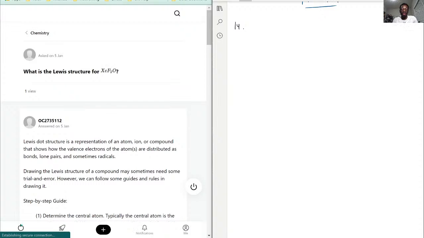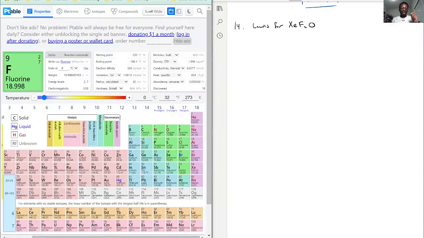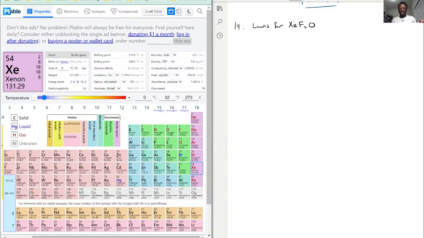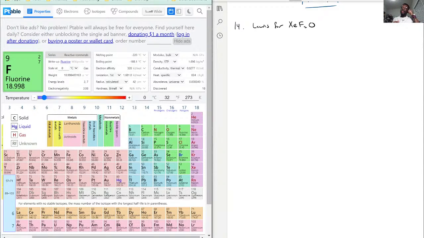What is the Lewis structure? So we want the Lewis structure for XeF2O. So xenon difluoride oxide, okay? So this is going to be a little bit tricky, alright? Because xenon typically wouldn't care about making bonds because it's a noble gas. But let's solve this nonetheless. Let's see how we can work with this. In theory, xenon will most likely be breaking the octet rule.